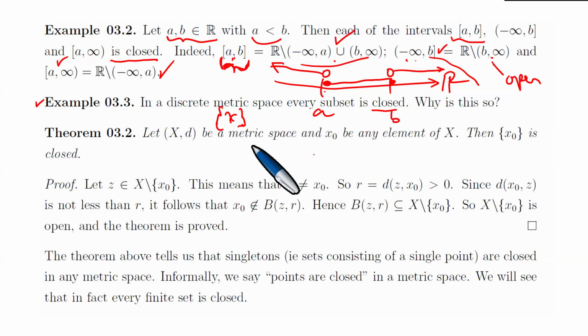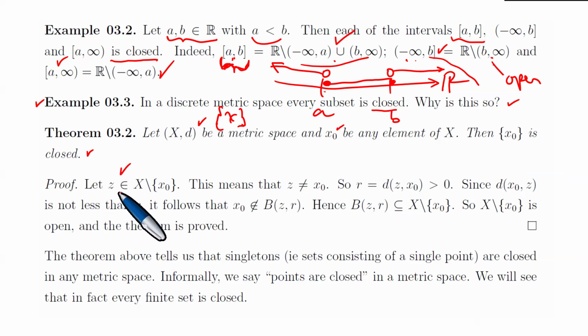Let (X, d) be a metric space and x0 be any element of X. Then {x0} is closed. Very nice result. It's interesting because we discussed it, not just in a discrete metric space as stated in the example and the way we looked at it last time. We're proving that a singleton is closed. Let's look at the proof. I'm sure it's very interesting.